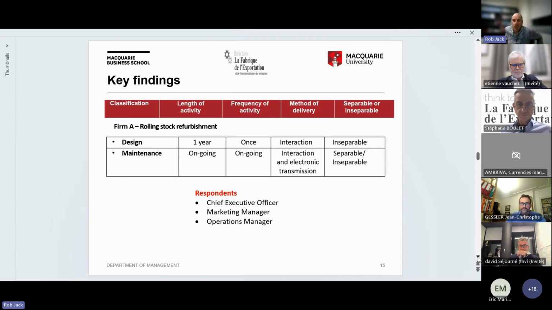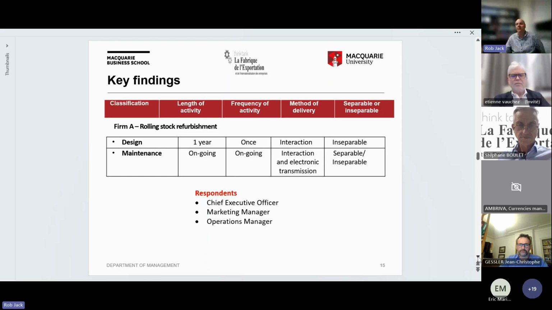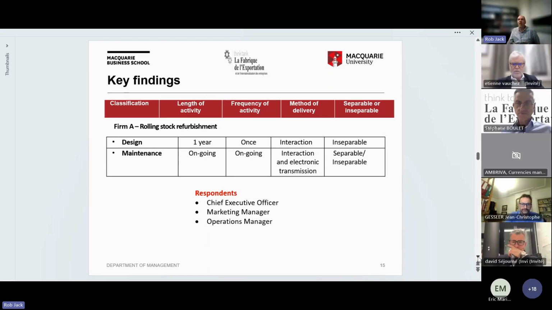Okay, so the first firm that we're going to look at very briefly is a very interesting firm. This is a firm that's based in Newcastle, in New South Wales, which is about 2 hours drive from Sydney. And it is involved with the refurbishment of rolling stock, railway rolling stock. So it's not really a manufacturer. It's taking an existing product and essentially refurbishing it, refurbishing trains, etc., that can increase their lifespan. So their particular classification of supporting services is, of course, the design and the maintenance of their refurbishment activity.